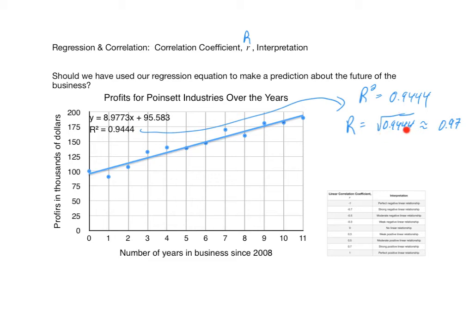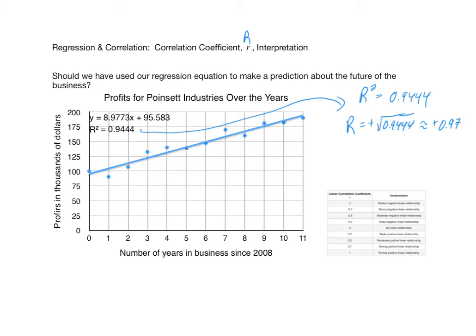So when you plug this in your calculator, it's just going to give you this positive 0.97. You then have to decide, is your correlation coefficient positive or negative? And what determines that is whether the line is increasing or decreasing. If the line is increasing, you have a positive correlation coefficient. If it's decreasing, you have a negative correlation coefficient. So in this case, our correlation coefficient is positive. So we have R equals 0.97.